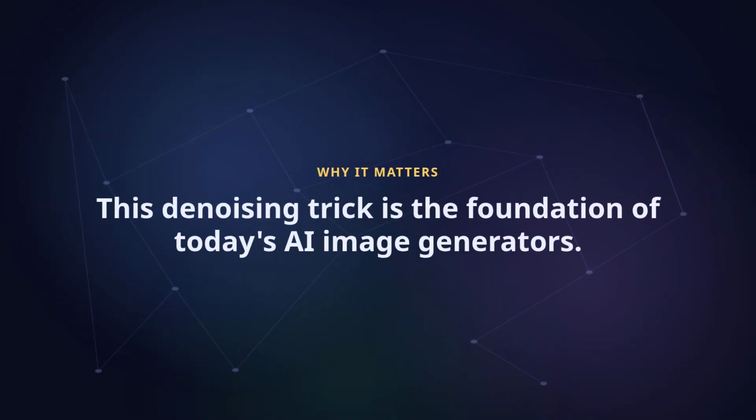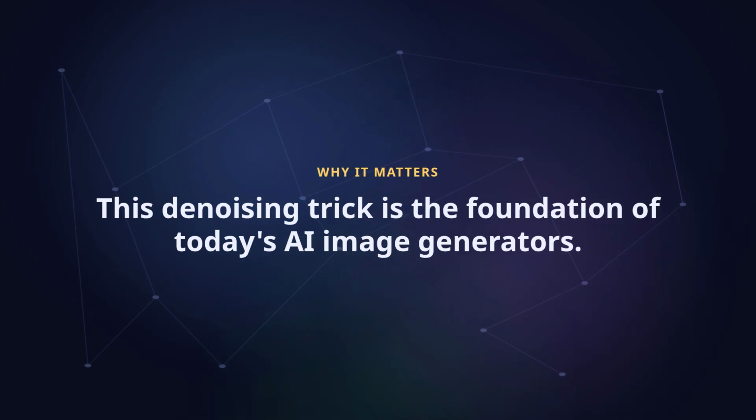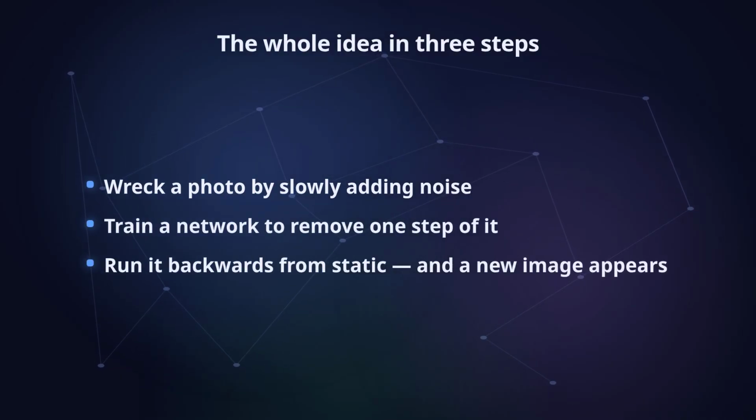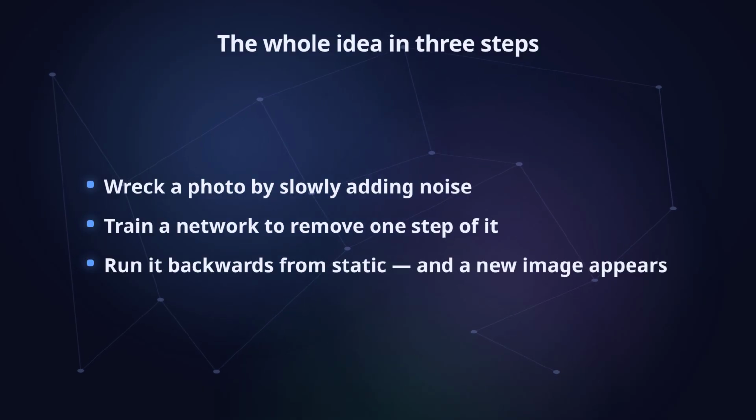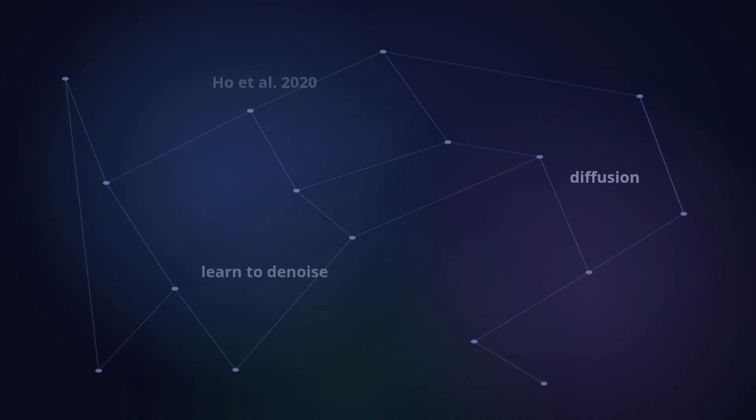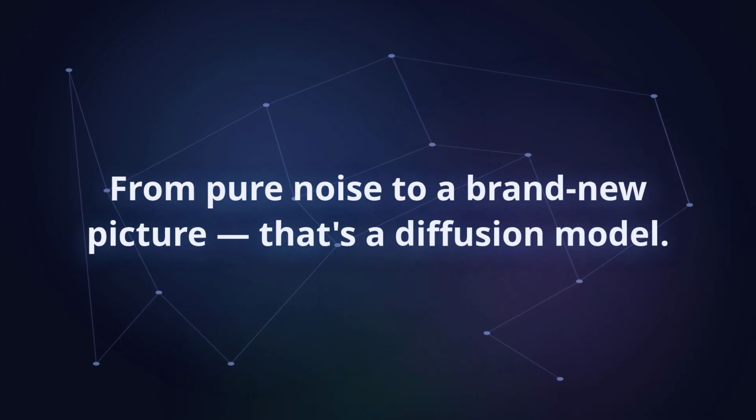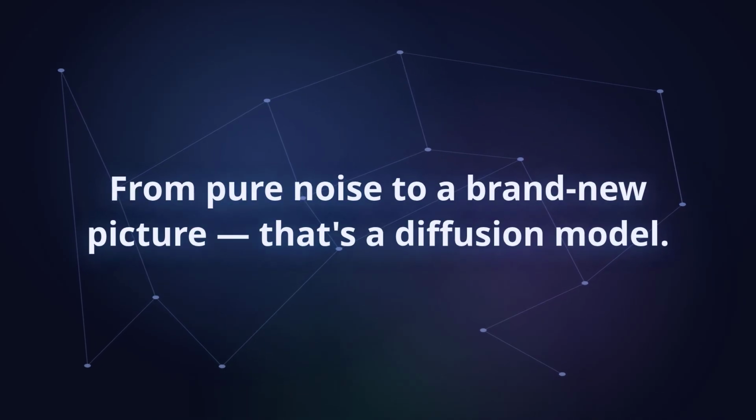Why does this matter? Because this exact idea, wreck a picture with noise, then learn to undo it, is the engine inside the modern text-to-image tools you've probably seen. They're all, at heart, very good noise removers. So the whole magic boils down to 3 plain steps. Wreck a photo with noise, train a network to undo one step, then run it backwards from pure static and a brand new picture appears. That's diffusion. No magic, just adding noise, learning to take it away, and running the clock in reverse. From pure static to a picture that never existed.